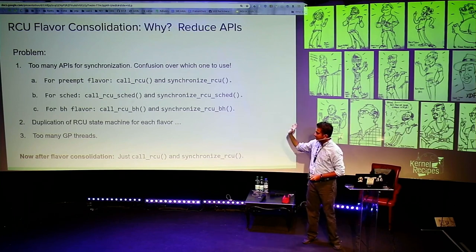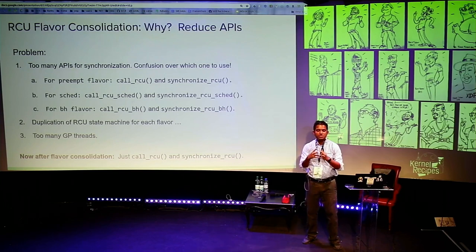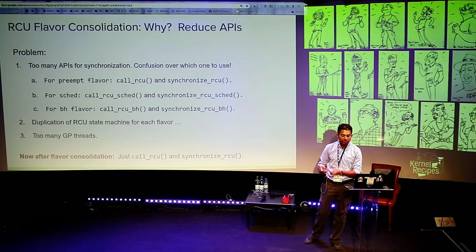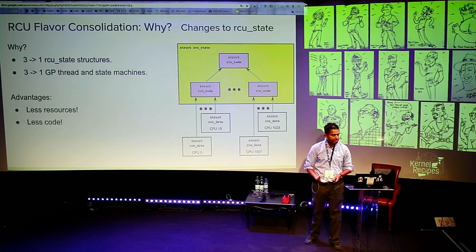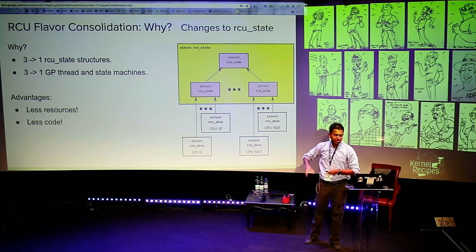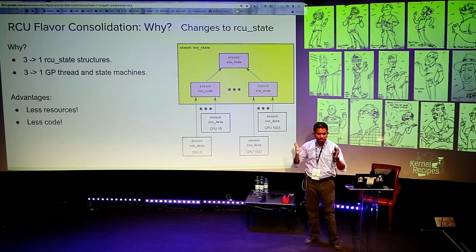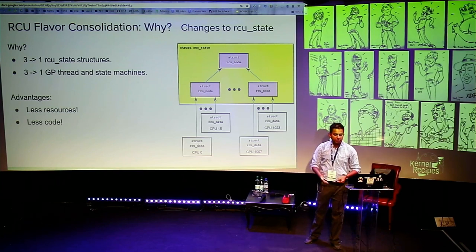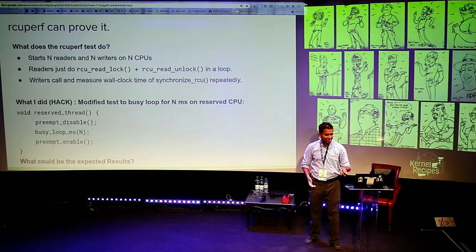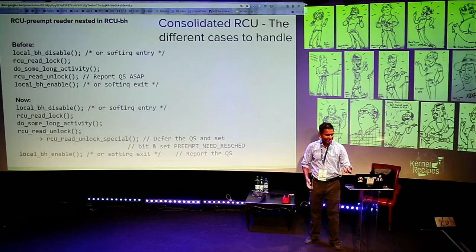So the consolidation work basically combines all the RCU readers into one, and if you're in any of those reader sections, you are blocking the grace period. That's the idea of consolidation. And it has resulted in less resources and less code because the state machine is now one, it's not duplicated, less code, et cetera. And I really wanted to talk a lot about how it works.